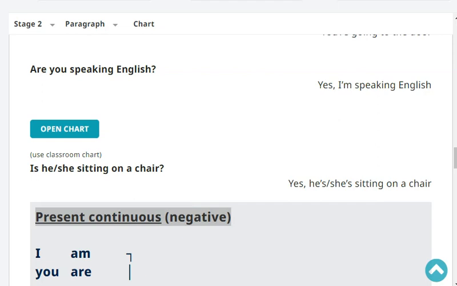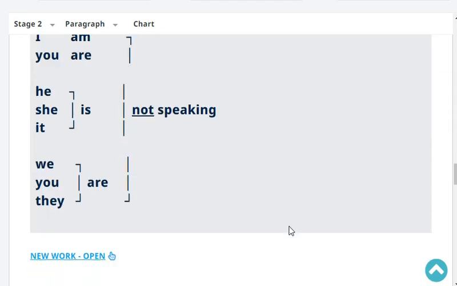Okay, now let's talk about the second one. Present continuous negative. It means action that we are not doing now. Okay.